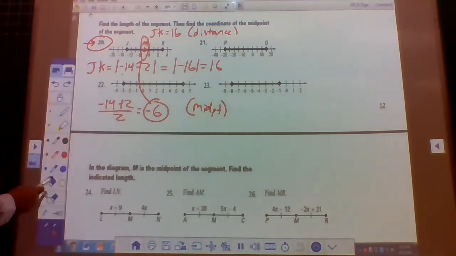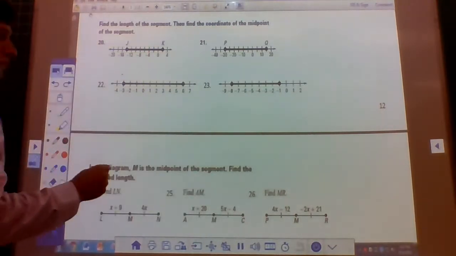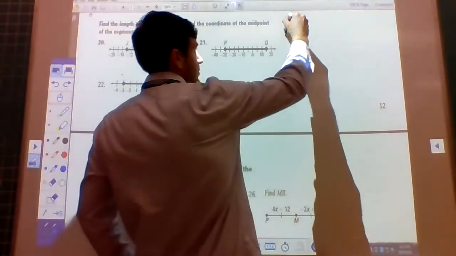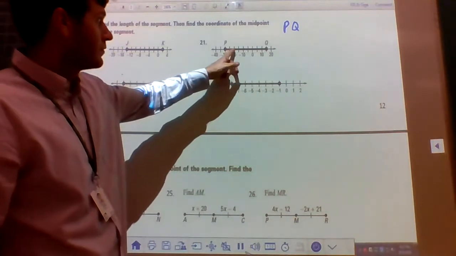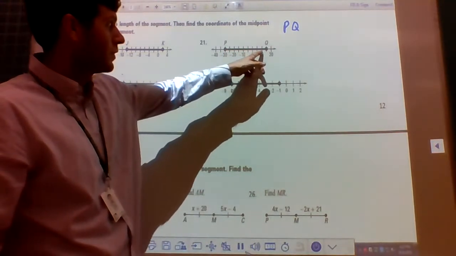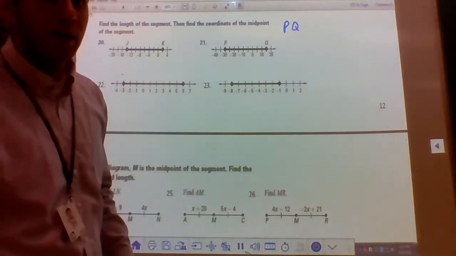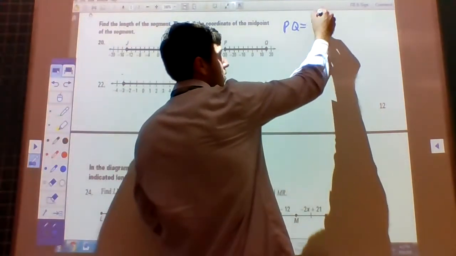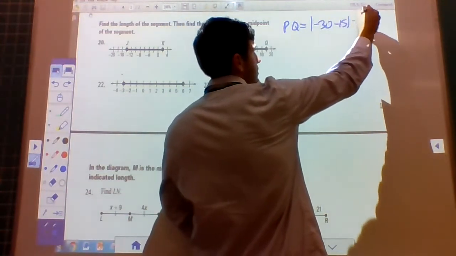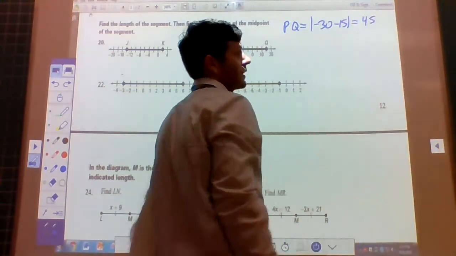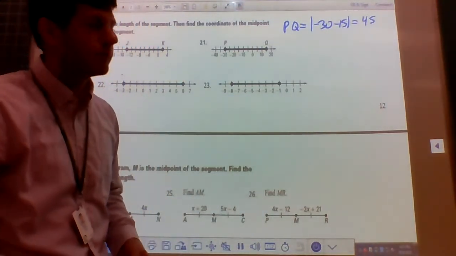All right, let's look at 21. Okay, so PQ. We can just count 5, 10, 15, 20, 25, 30, 35, 40, 45. It's 45 units long. Or we can take the absolute value of the difference. The absolute value of the difference is negative 30 minus 15, which is negative 45, but you take the absolute value, and that gives you a positive 45.